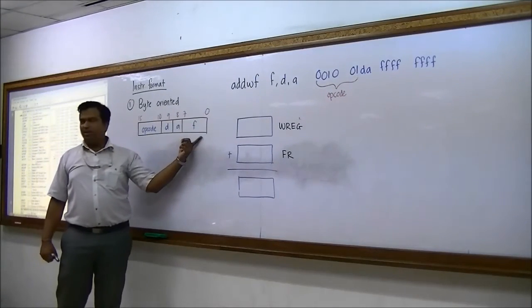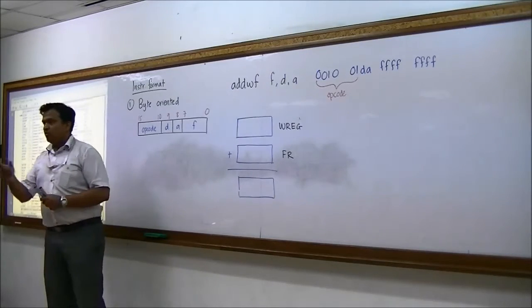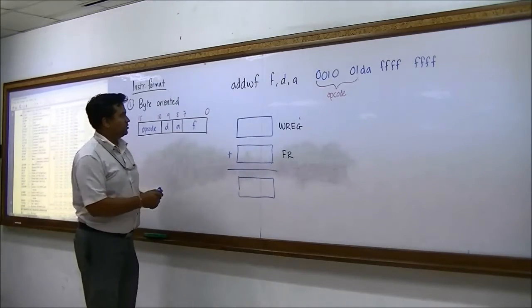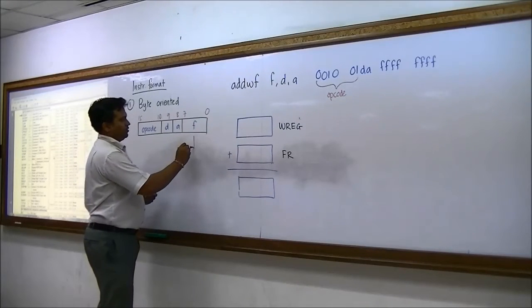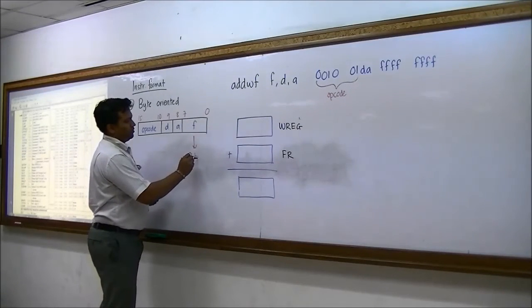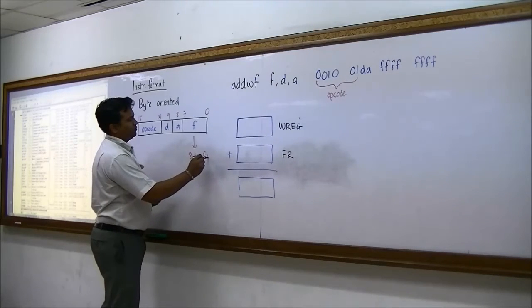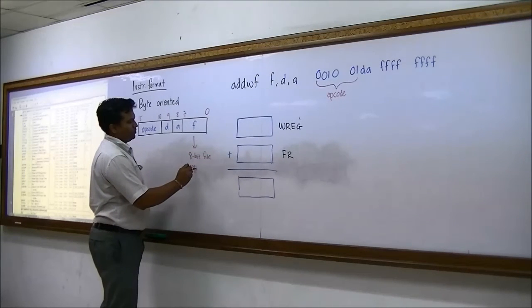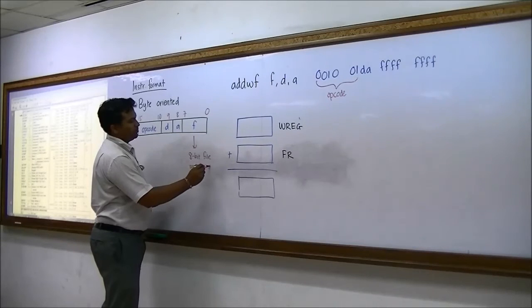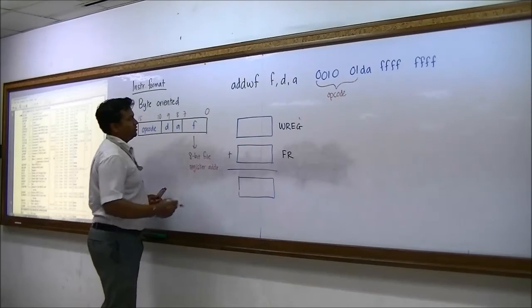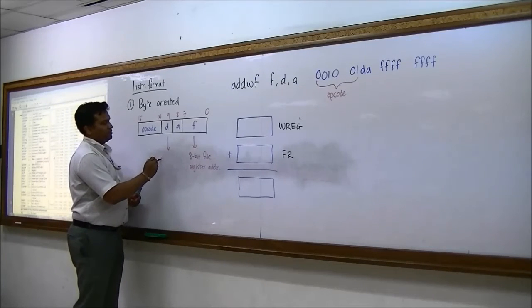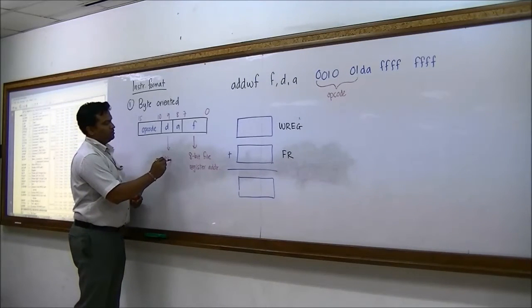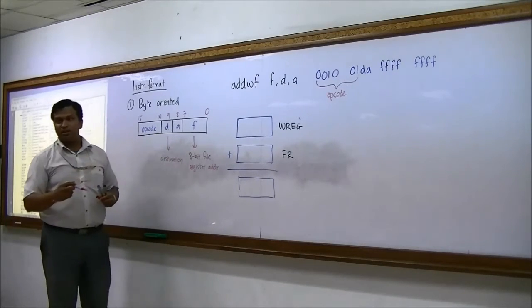So what is this F field here? If you see in your notes, it is mentioned that this one is the file register address. This one is the destination. This one we'll leave for a while; later we'll come back to this.